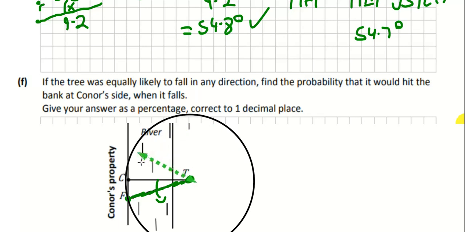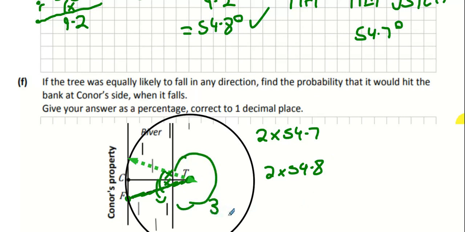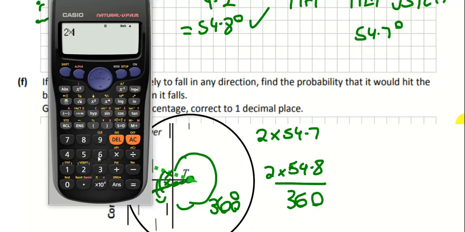Now, I'm only allowed to fall in this region here, which is actually 2 times the angle X we just got. So it's 2 times the angle of 57.4, or in our case, sorry, 54.8. Out of all 360 degrees, because it could have fallen anywhere in the 360 degrees. So it's going to be 2 times 54.8 divided by 360.